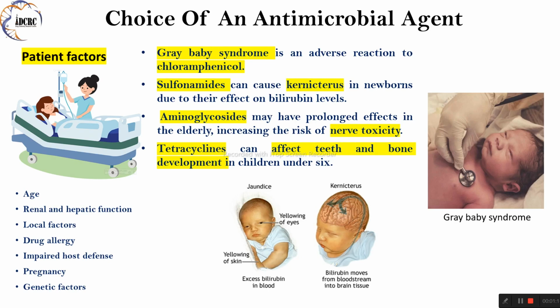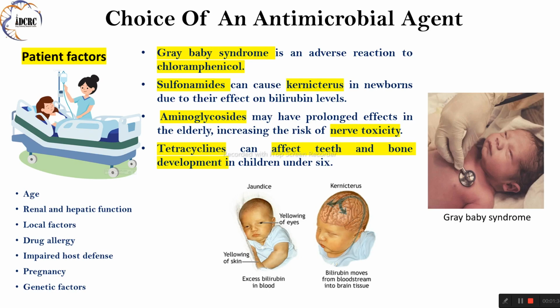Renal and hepatic function. Patients with kidney or liver problems may need dosage adjustments or cautious use of certain antibiotics due to impaired elimination. Local factors. The conditions at the site of infection, such as the presence of pus, necrotic material, or foreign bodies, can affect the effectiveness of antibiotics. Drainage of abscesses and removal of foreign bodies may be necessary for optimal treatment.